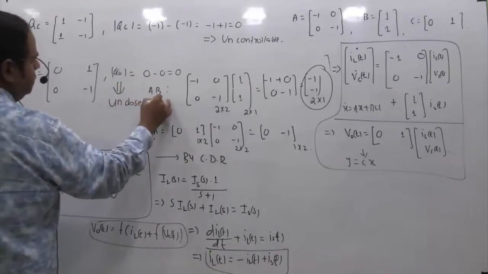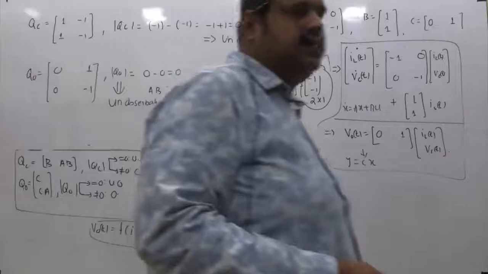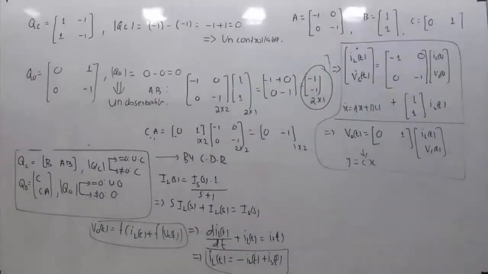Unobservable. So based on the data given, we are concluding that the system is uncontrollable and also unobservable, right? If you see the options, this is what is given in one of the options, and that would be the corresponding right answer.